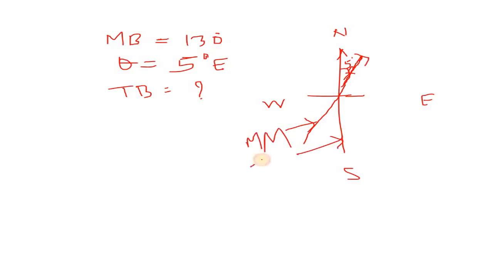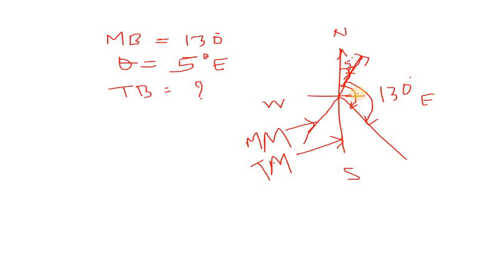This is the declination of 5 degrees, this is the magnetic meridian and this is the true meridian. What is given? The magnetic bearing of the line is given, 130 degrees. Magnetic bearing means the bearing from the magnetic meridian, 130 degrees. Suppose this is the magnetic meridian, this angle is 130 degrees. You require the true bearing, the bearing of the line from the true meridian. The true bearing means you require this angle.